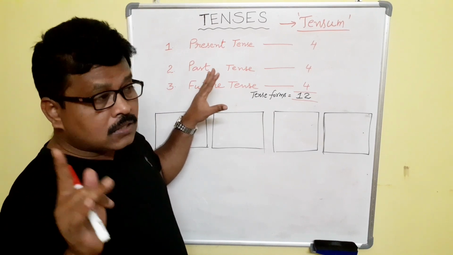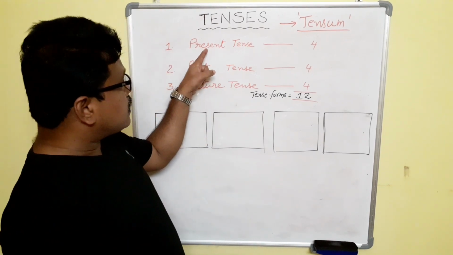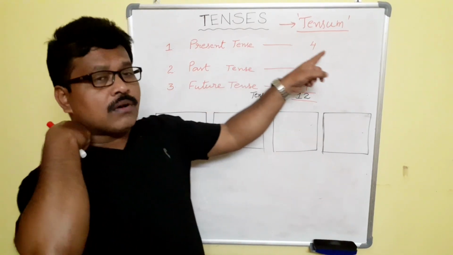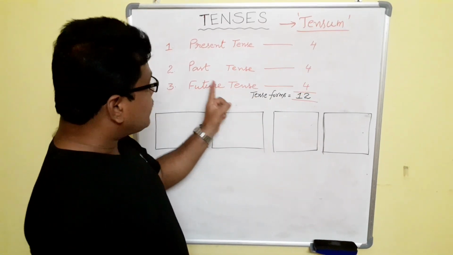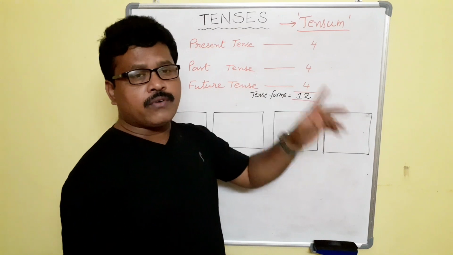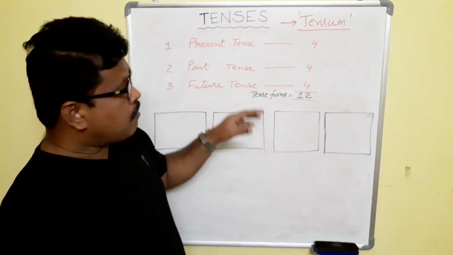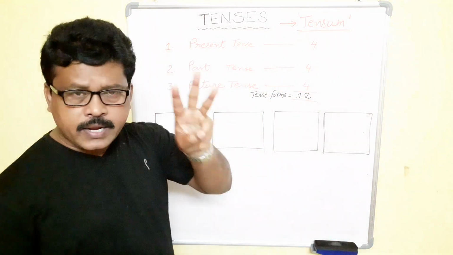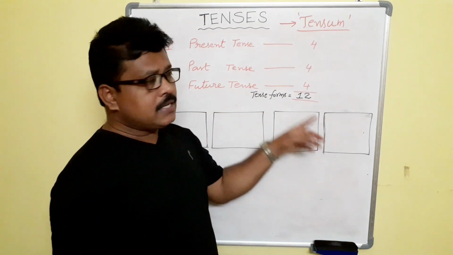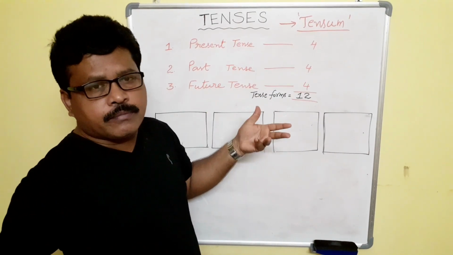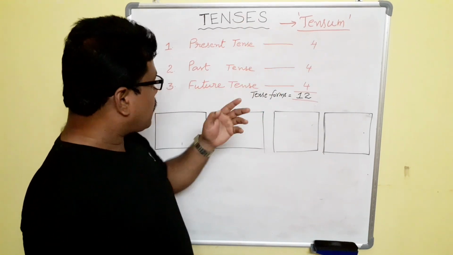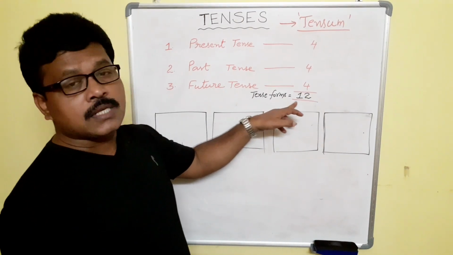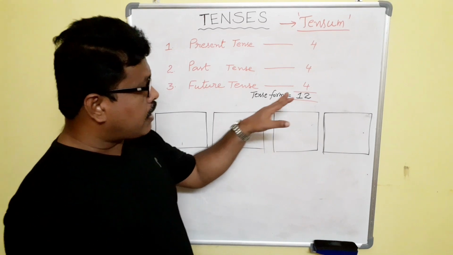But here, another important thing is, each tense has four forms. Present tense has four forms. Past tense has four forms. Future has four forms. So tenses are three, but tense forms are 4 plus 4 plus 4, that is 12. Each tense has four subforms. Present tense has four children, past tense has four children, future has four children. So tenses are 3, tense forms are 12.